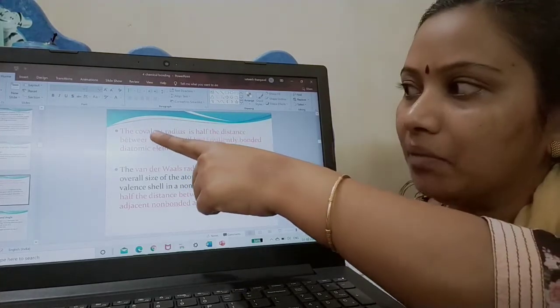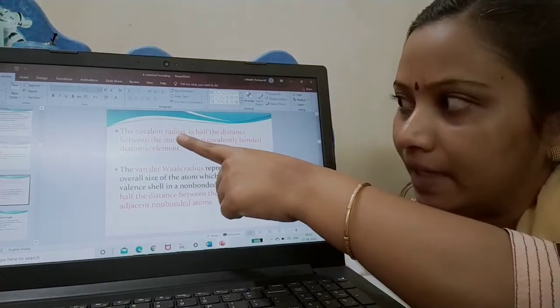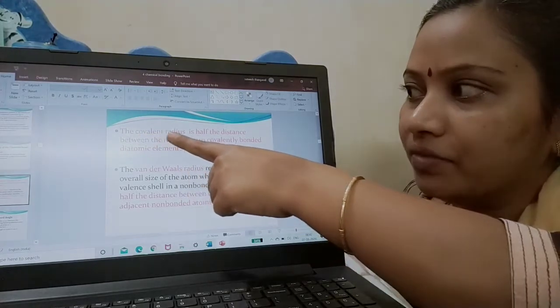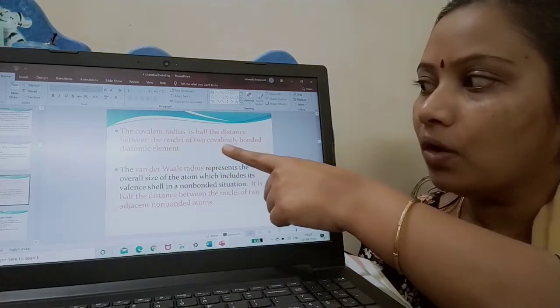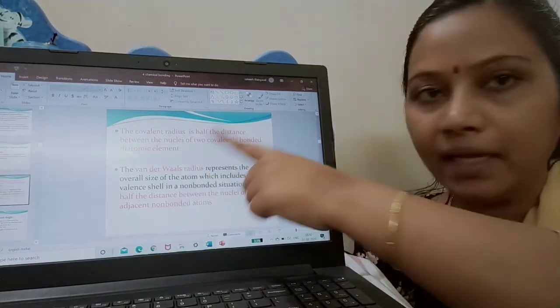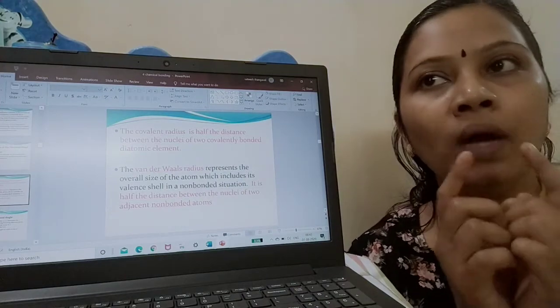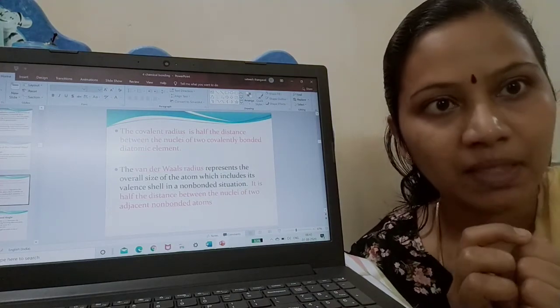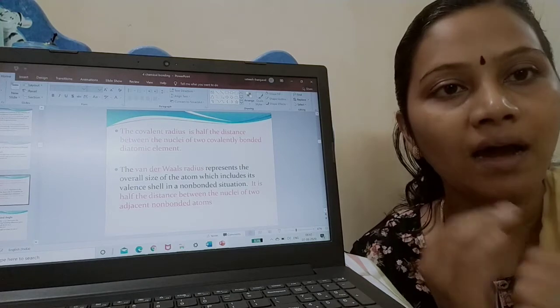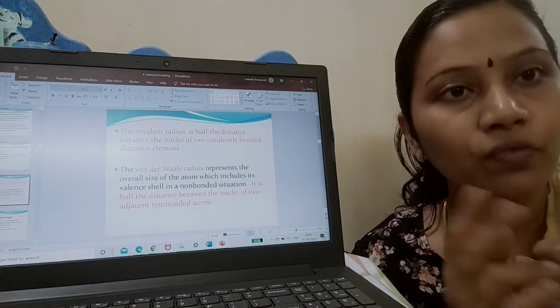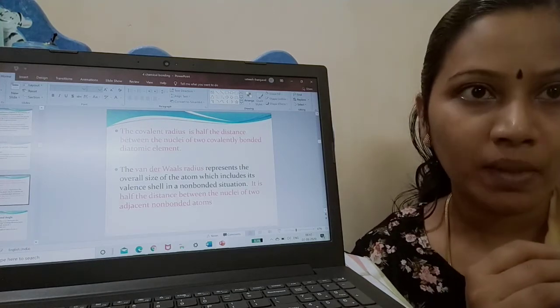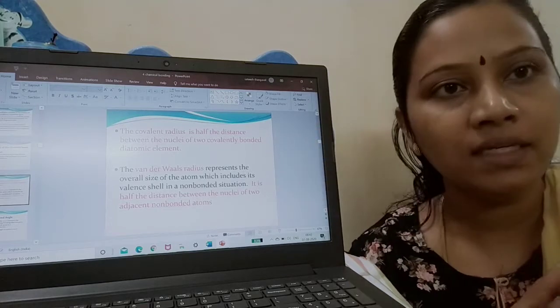See from the name, covalent radius. So half the distance between the nuclei of two covalently bonded diatomic element. I have two atoms. The two atoms should be linked by means of a covalent bond, and half the distance between the nuclei of two covalently linked diatomic molecule is called as your covalent radius.